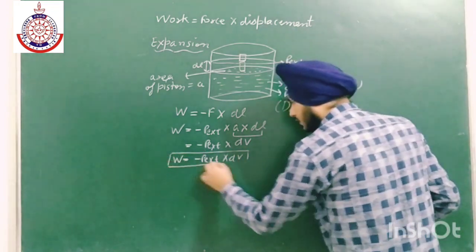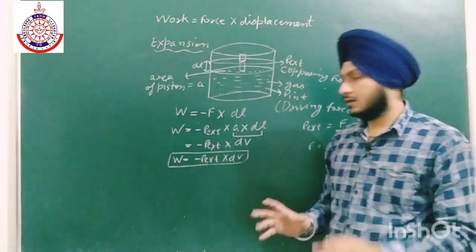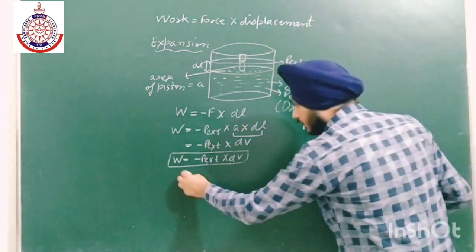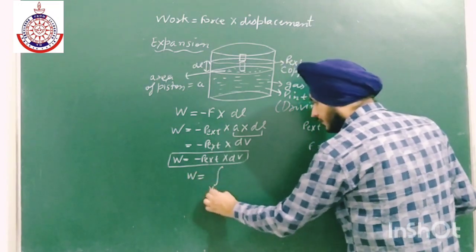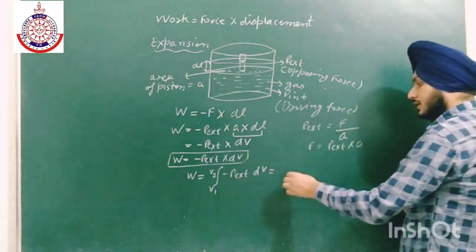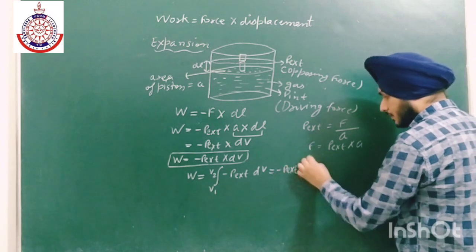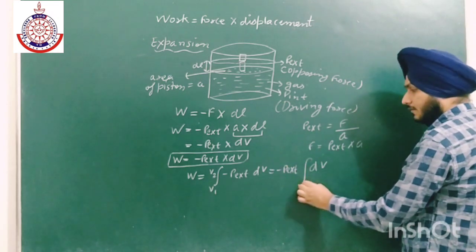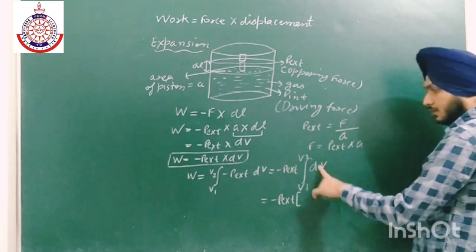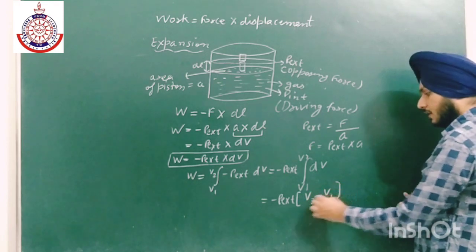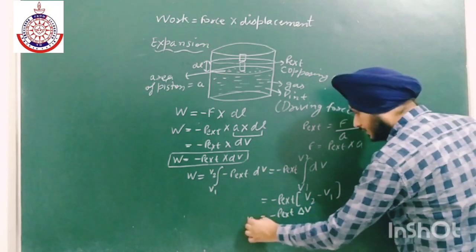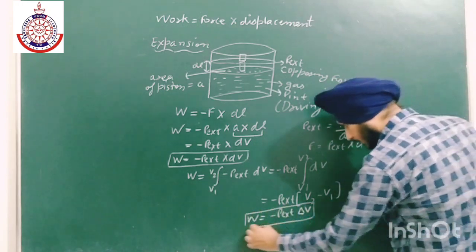This is the formula for small work, and if we want to calculate the total work, we just have to integrate it from initial volume to final volume. So now we are integrating it from V1 to V2 of minus P external dV. P external is constant, so take it out, and we have to integrate the volume from V1 to V2, and we will get minus P external into final volume minus initial volume, which is equal to minus P external into delta V. In case of irreversible, we have to use this formula.